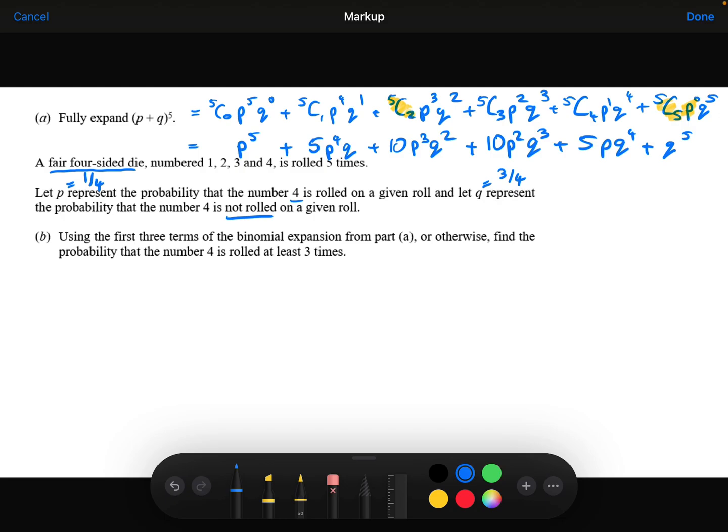Using the first 3 terms of the binomial expansion from part A, or otherwise, find the probability that the number 4 is rolled at least 3 times. So that could be when the 4 is rolled 3 times, and that would mean that 4 is not rolled twice. Or it could be that 4 is rolled 4 times, because it does say at least, and so not rolled once. Or it could be that 4 is rolled all 5 times.